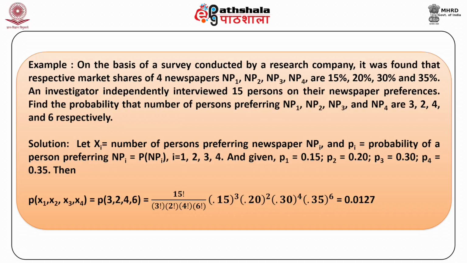So this comes out to be equal to 15 factorial upon 3 factorial into 2 factorial into 4 factorial into 6 factorial, into 0.15 raised to power 3 into 0.20 raised to power 2 into 0.30 raised to power 4 into 0.35 raised to power 6. If you simplify and solve this, it will come out to be 0.0127. So what we have calculated is the probability that 3, 2, 4 and 6 persons prefer newspaper 1, 2, 3, 4, and this probability is equal to 0.0127.